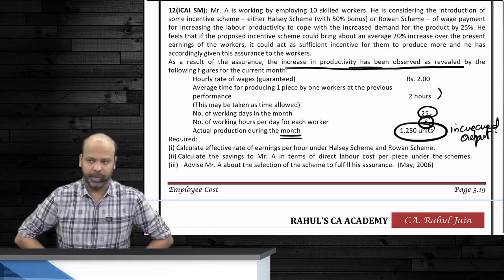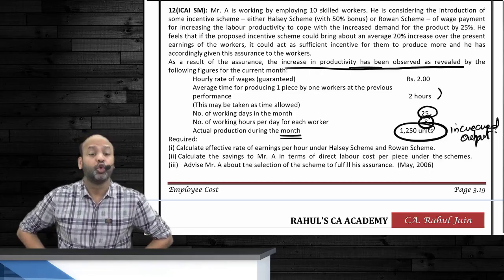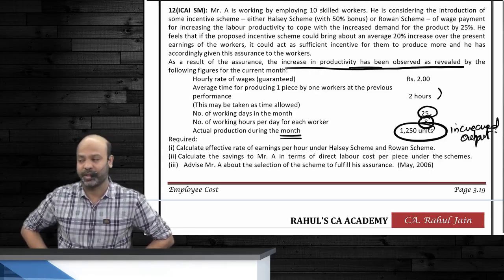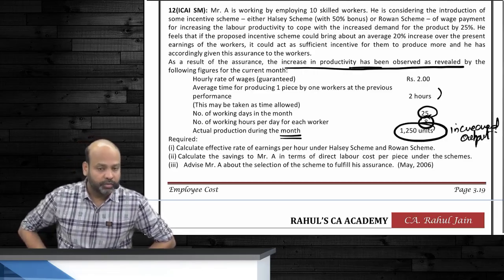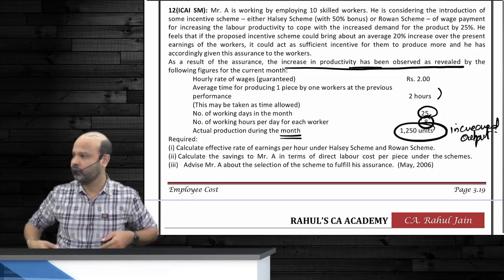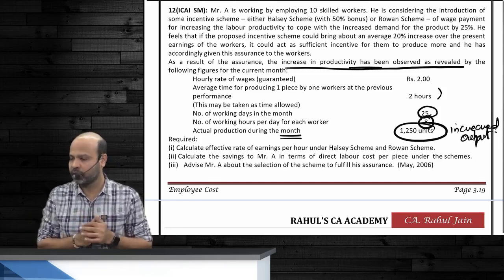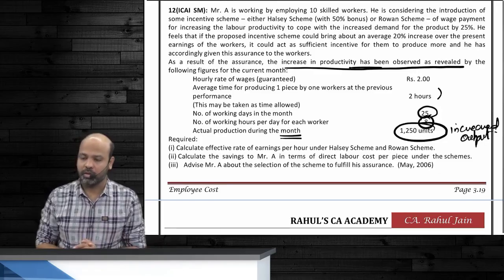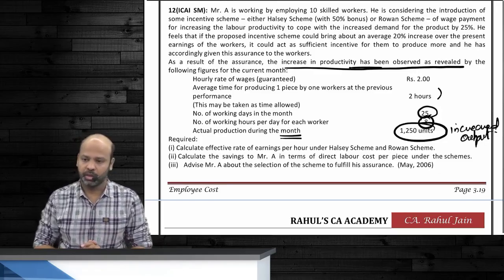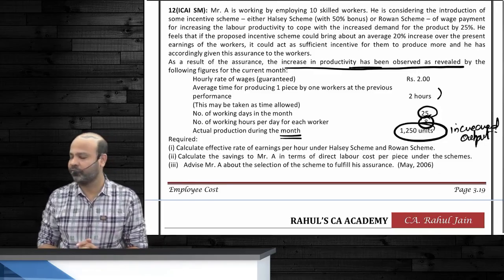1000 units. What do you think are their total existing wages? Each worker is being paid at the rate of 2 rupees per hour. So for 2000 hours beta in the entire month, what will be the earnings of all the workers? 4000 rupees. Yes or no, guys? Now under incentive scheme, they're increasing their output to 1250 units.